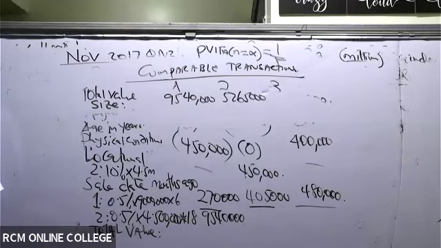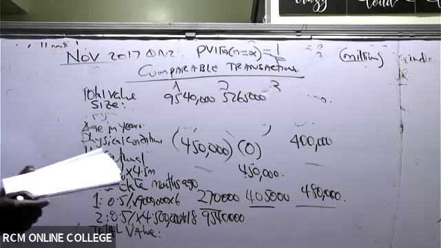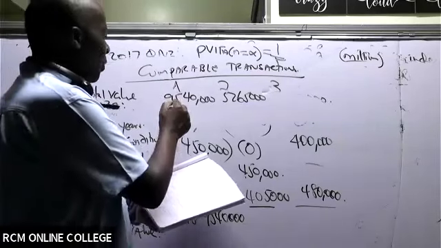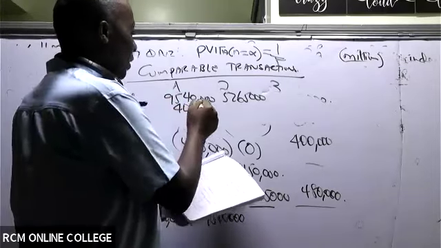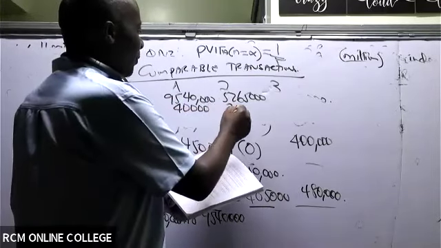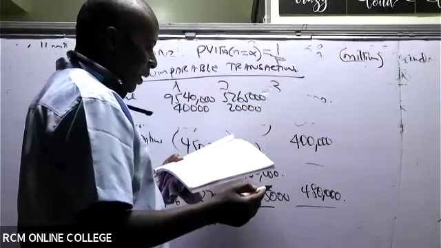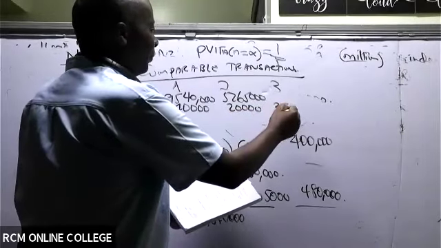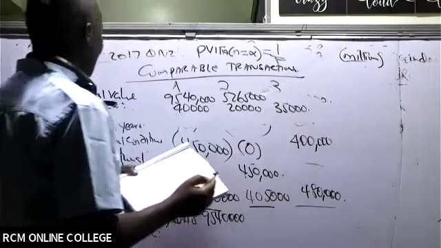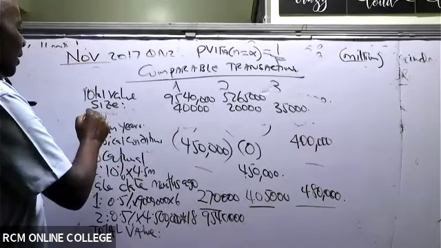I'm waiting for the last one, Olivia. The size of the properties, we have 40,000, 20,000 here, and then lastly, we have 25,000 here. So you give me value per foot.